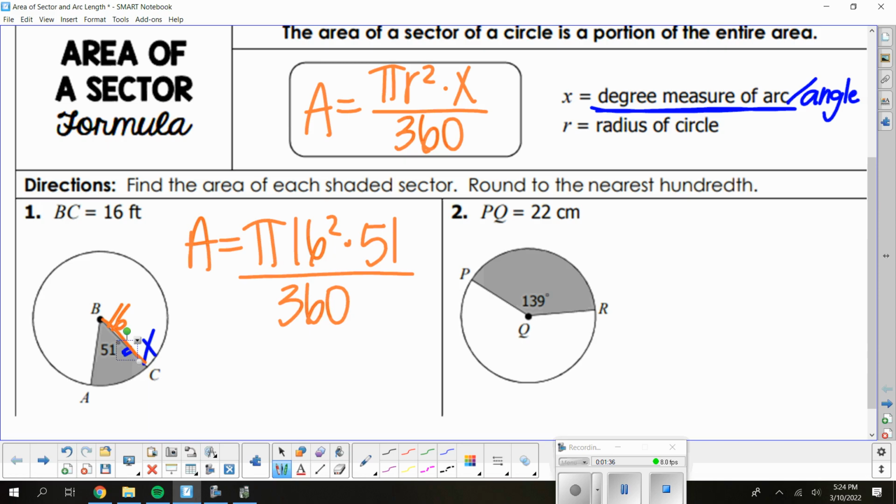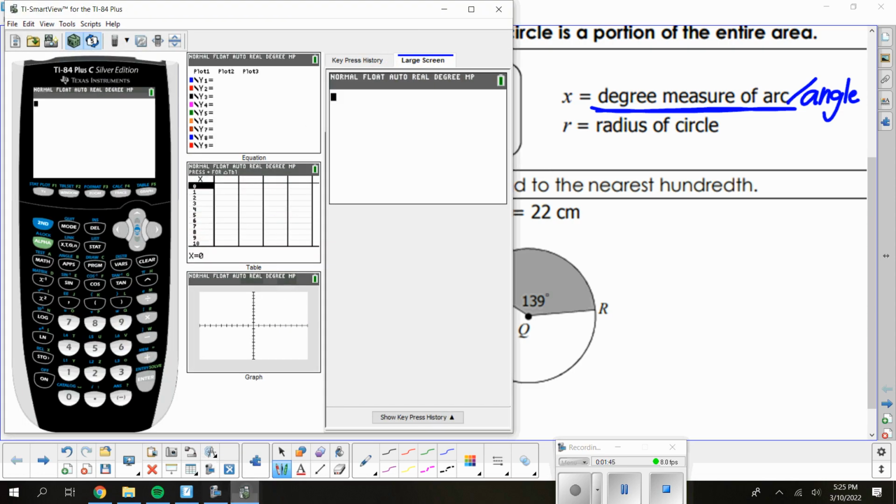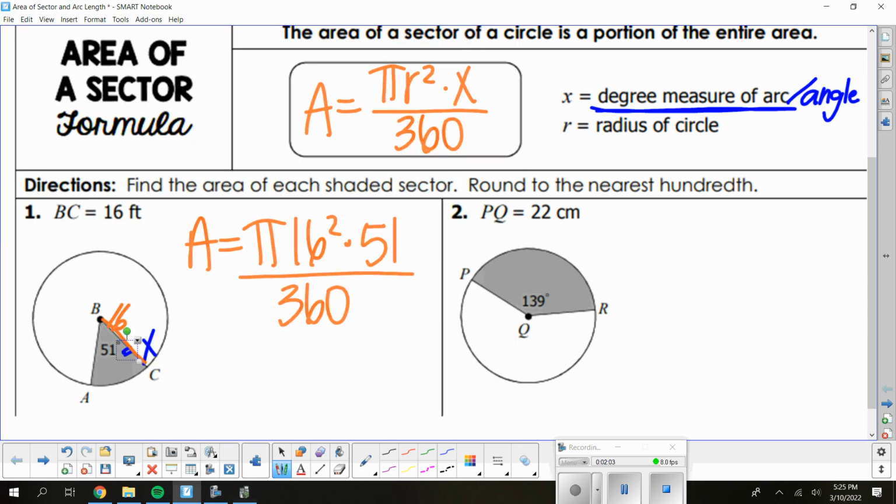When I type this into my calculator, I want to make sure that I am using parentheses correctly. So I'm going to use the division key and not your fraction key. So pi times 16 squared times 51 divided by 360. That gets me 113.94, because that 5 is bumped to 3. So 113.94, and this is an area, so it'll be squared.